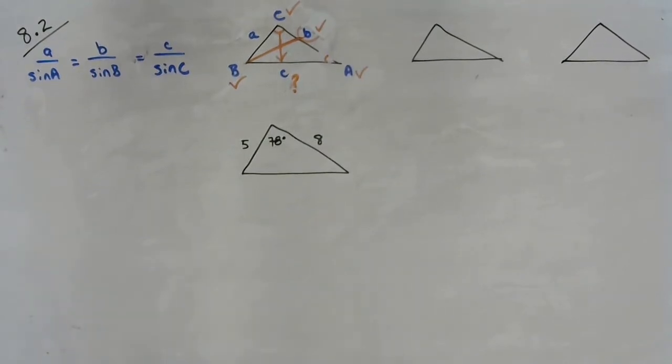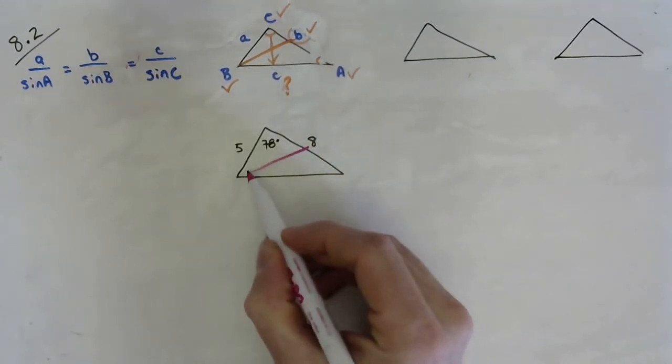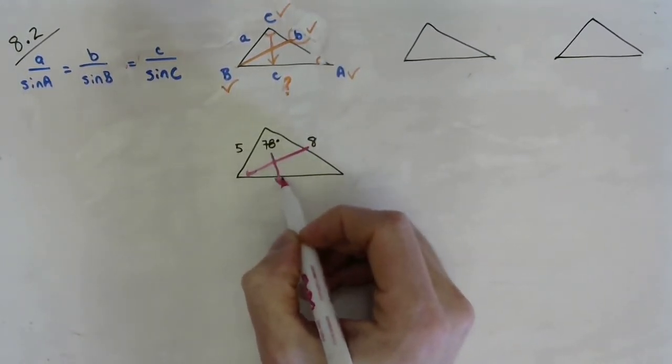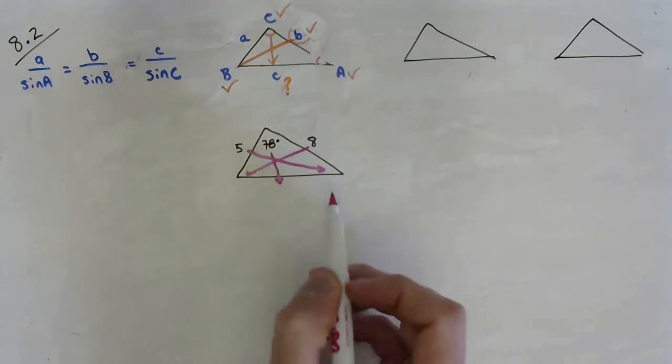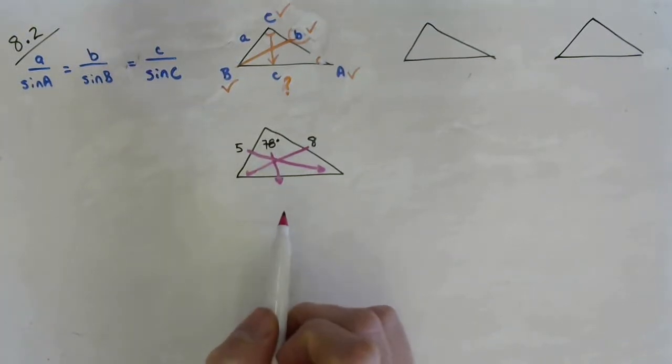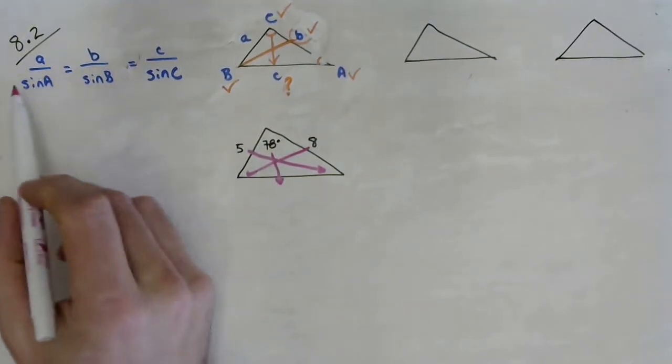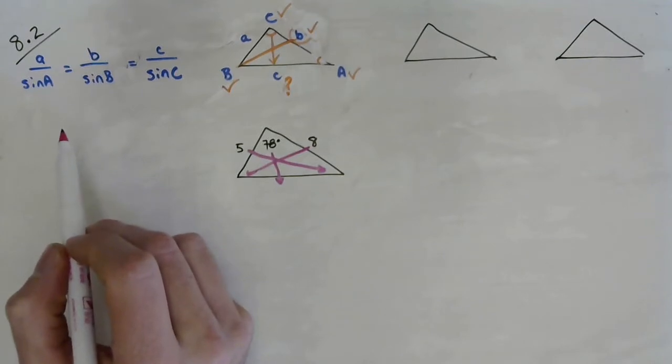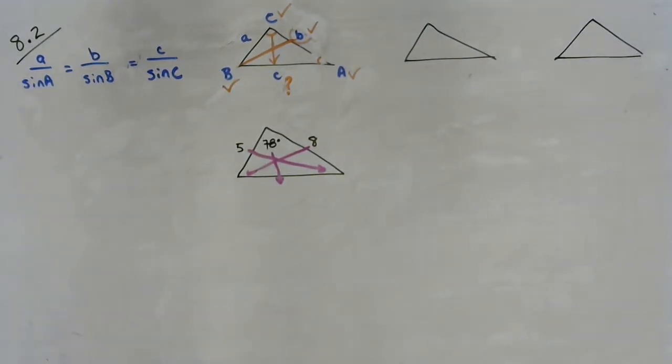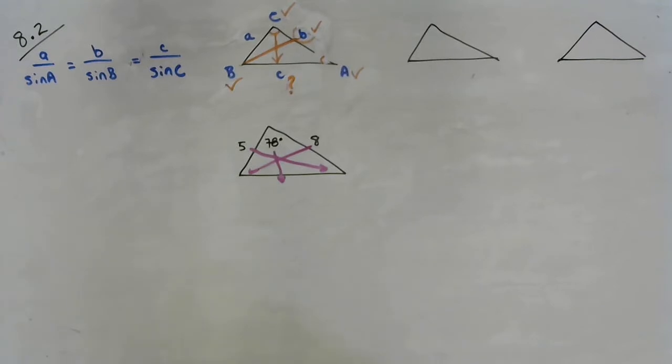Do I have any opposite information? No, I don't have this opposite angle. I don't have this opposite side, and I don't have this opposite angle. So I cannot complete any of these ratios, which means I cannot use sine law, which means I need another law, the cosine law. Okay?